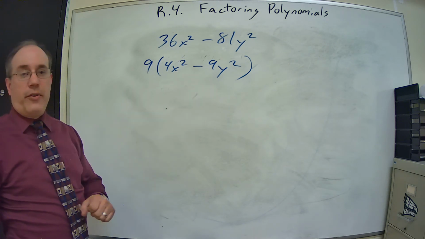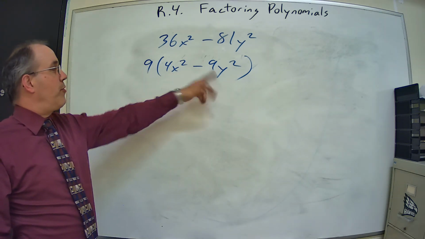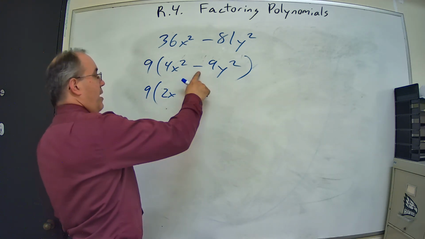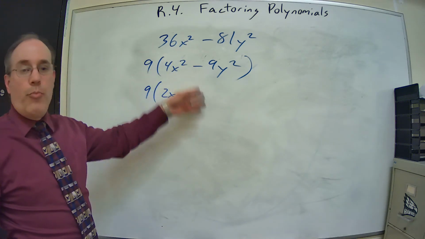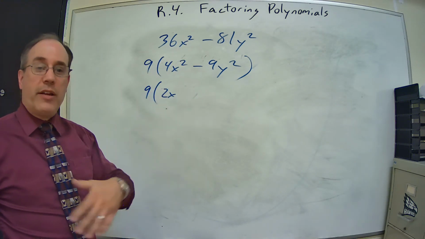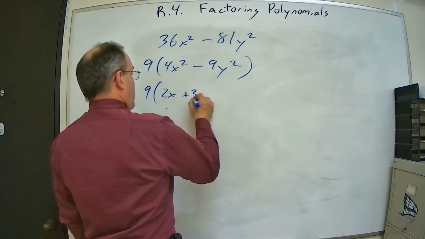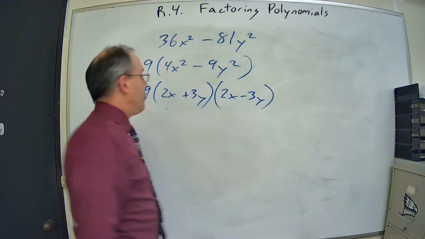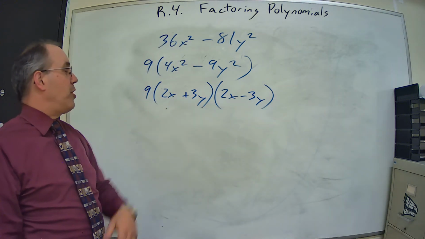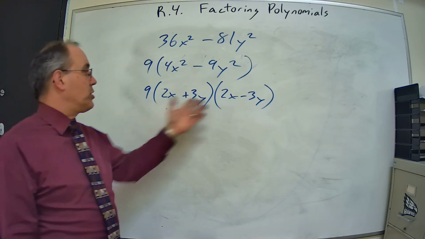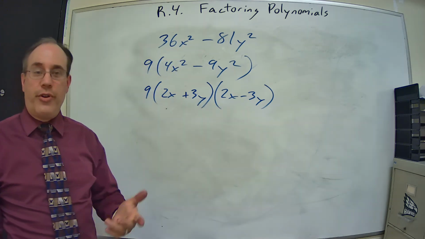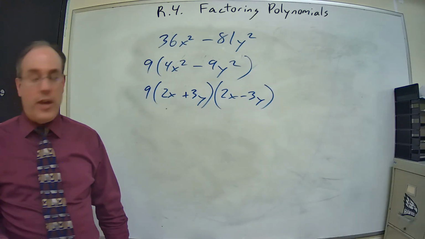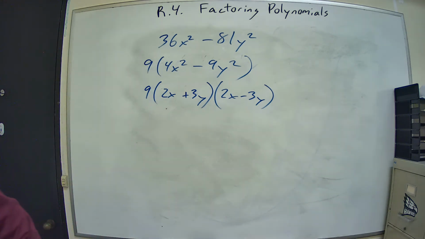Okay? So I was able to factor that out, and now I've got a perfect square, a perfect square. So 9 times, well, that's 2x. Now, this is a perfect square minus a perfect square. There is no middle term, which means I'm in the product of a sum and a difference. So 2x plus 3y times 2x minus 3y. So using special products. And to check this, we can multiply it out, and it will get us back to 36x squared minus 81y squared. So factoring by grouping, doing special products.